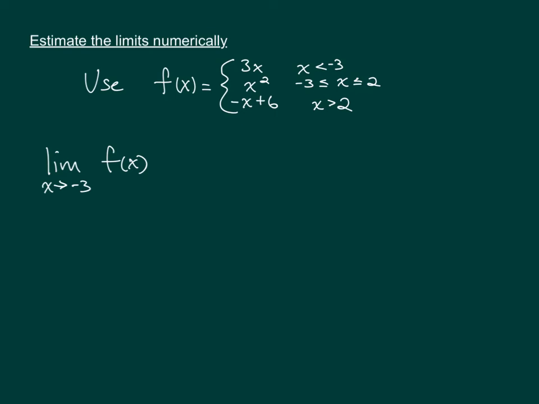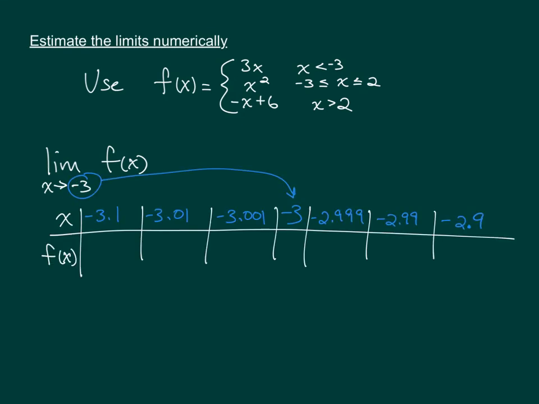With this, we need to pick the values from the left and to the right of -3, just like we've done in the previous examples. So you'll set up the table with x and f of x, you'll put the value x is approaching in the middle, and you'll pick some values to the left and to the right that actually approach that specific value. And this piecewise function is where it gets interesting.